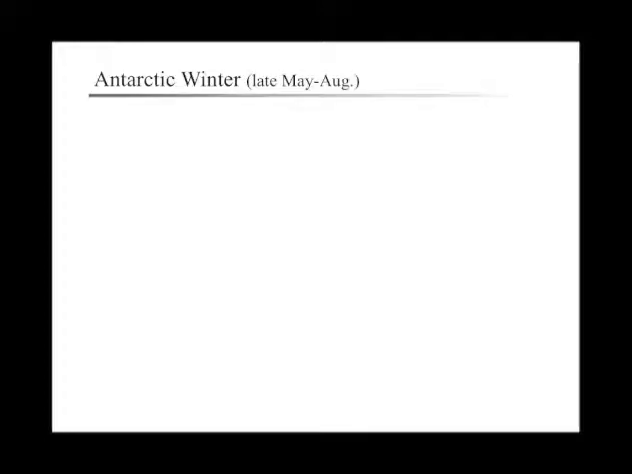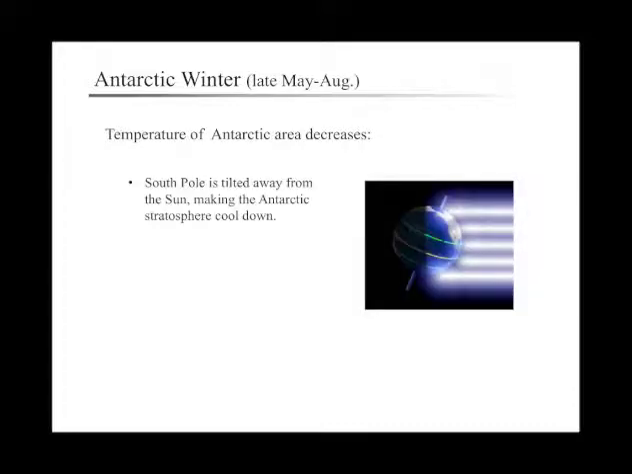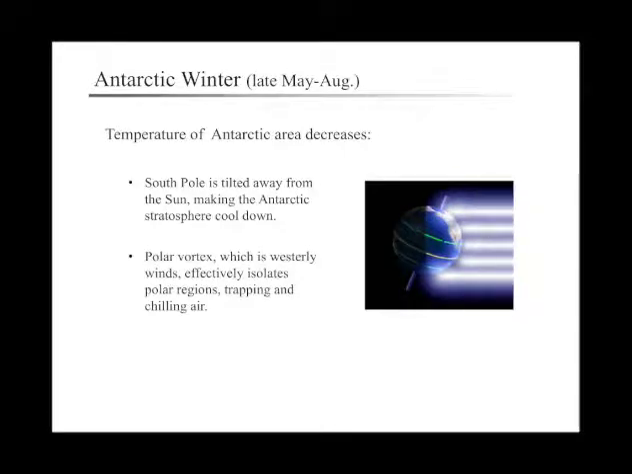Between the autumn equinox and the spring equinox, the South Pole becomes tilted away from the sun, which causes a polar night, making the Antarctic stratosphere cool down. And the polar vortex, which is westerly winds, becomes stronger when winter is coming. It effectively isolates polar regions, trapping and chilling air.